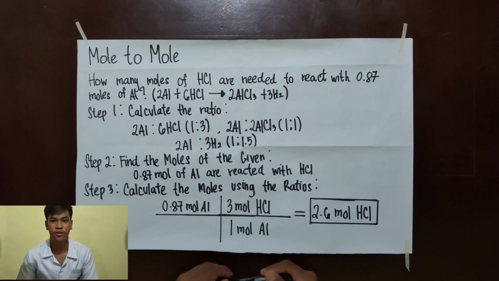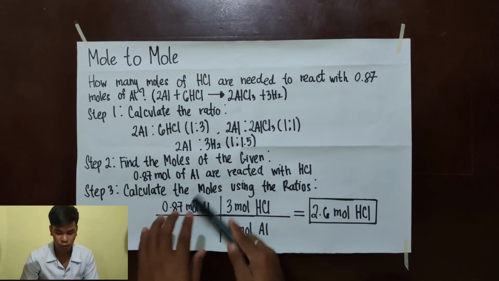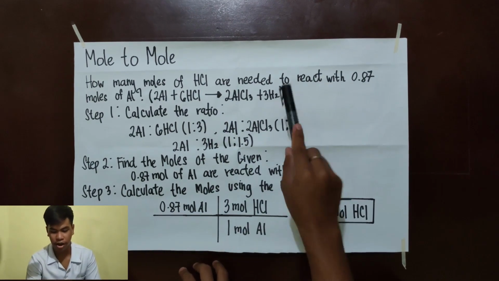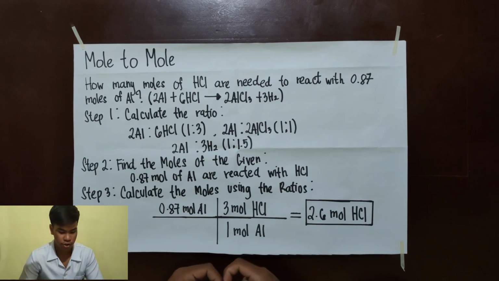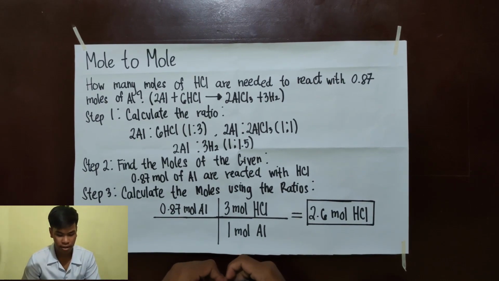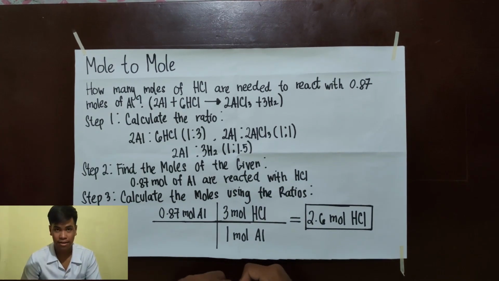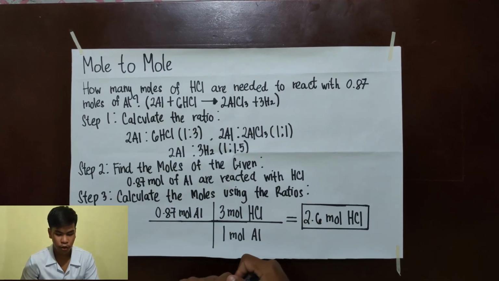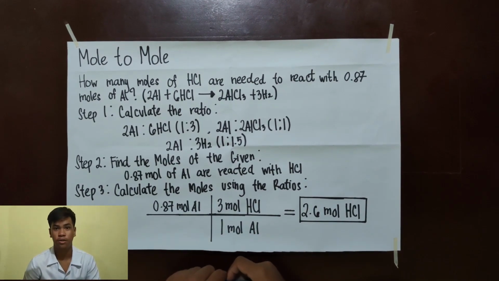Let's try to answer this first example. We have mole to mole. How many moles of hydrogen chloride are needed to react with 0.7 moles of aluminum? We have a given equation: 2 aluminum plus 6 hydrogen chloride yields 2 aluminum chloride plus 3 hydrogen. In order to get how many moles of hydrogen chloride are needed, we need to follow 3 steps.